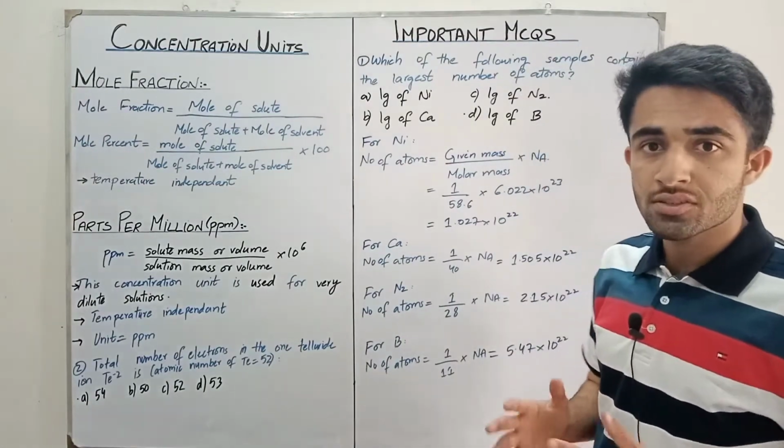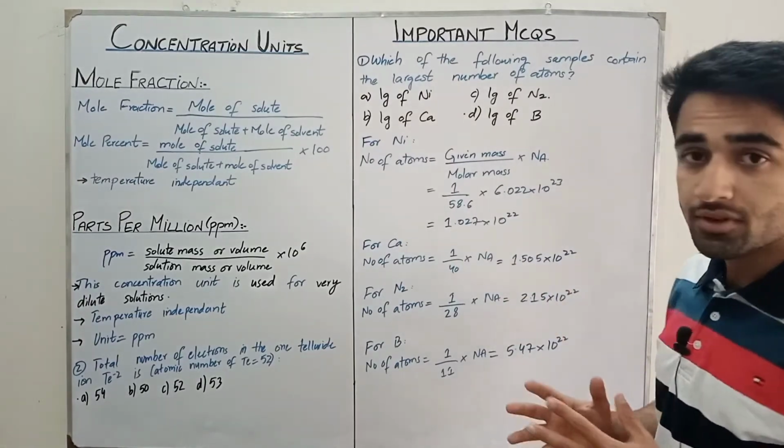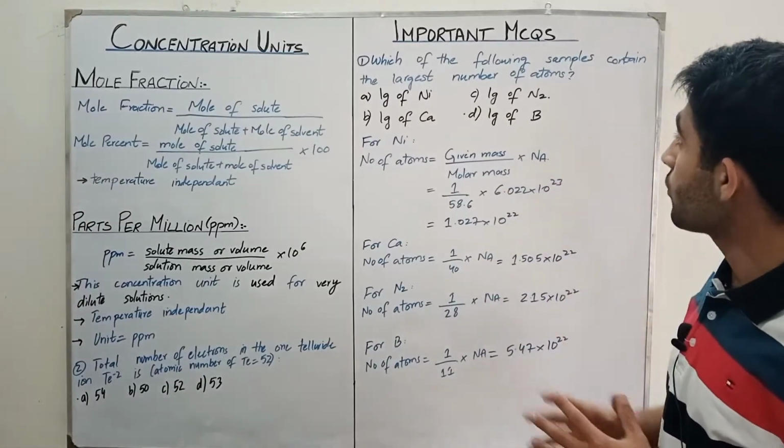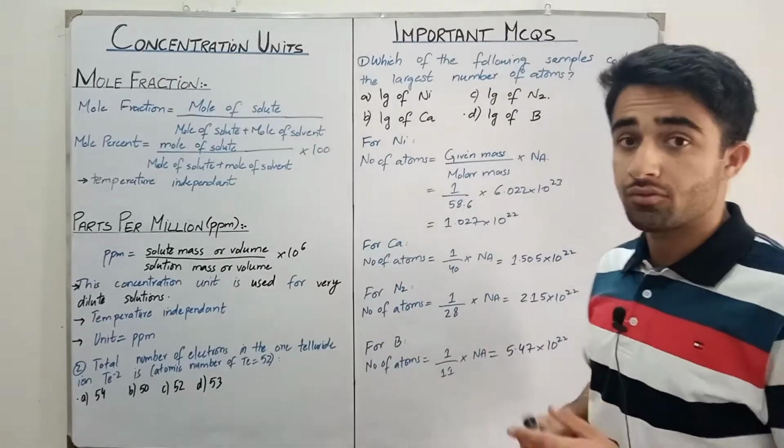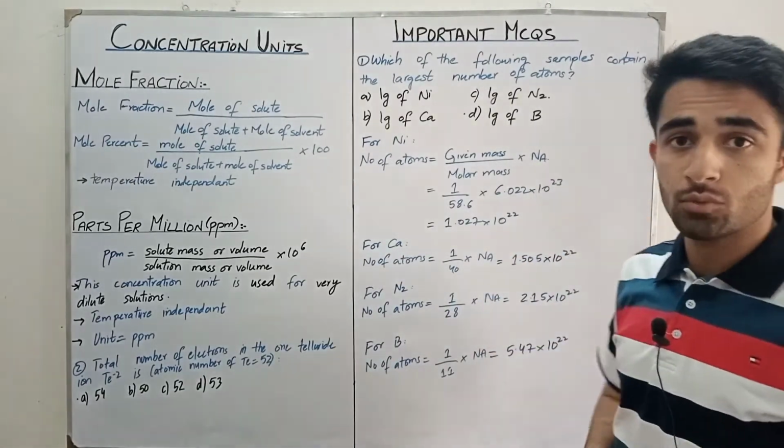Next we are studying the important MCQs. The first MCQ is: which of the following samples contains the largest number of atoms? We have to check which option has the largest number of atoms.